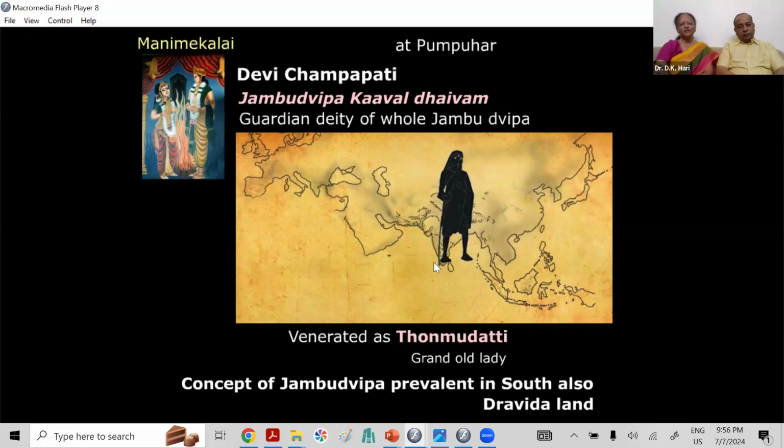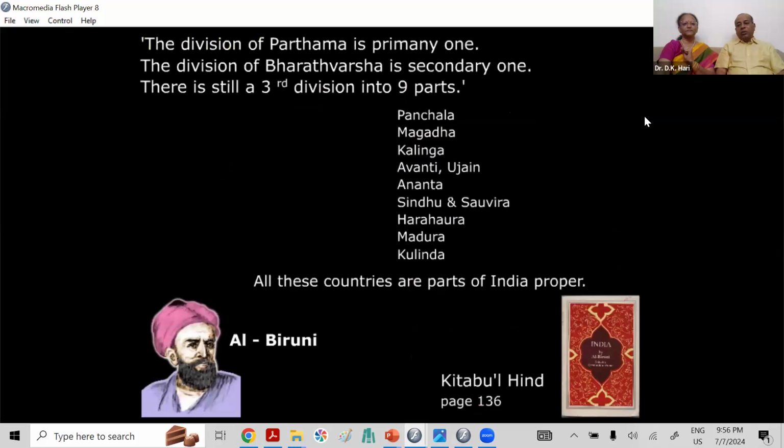And in Bharat, actually in the south, if you see, they even had an idea of the geography of not just the Bharata Khanda and Bharata Varsha, but also the Jambu Dvipa, which is there in almost all our literature. And they even had a Devi for this, Jambu Dvipa Kaval Devi. That is, when we speak about the word Jambu Dvipa, we speak about Eurasia, the whole idea of Jambu Dvipam, Eurasia here.